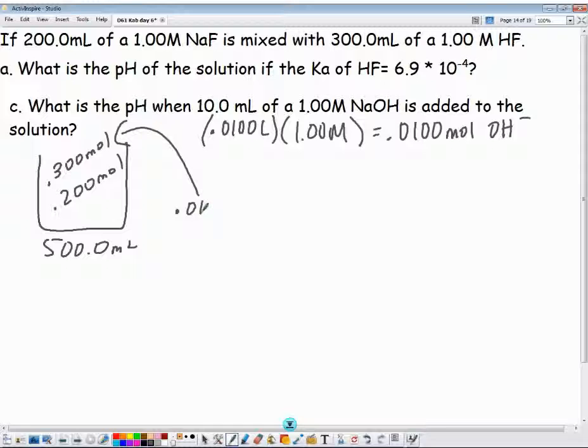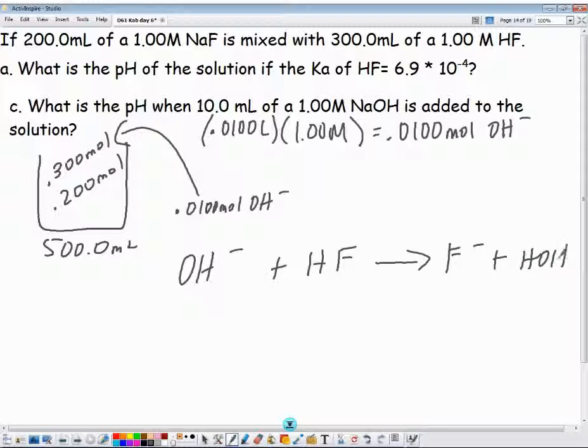All right, so 0.01 moles of OH minus added. Here comes the OH minus. Who's going to gobble him up? HF. And when that gets gobbled up, what are you going to make? F minus and H2O. All right, you're starting with 0.2 and 0.3, and you're adding in 0.01.